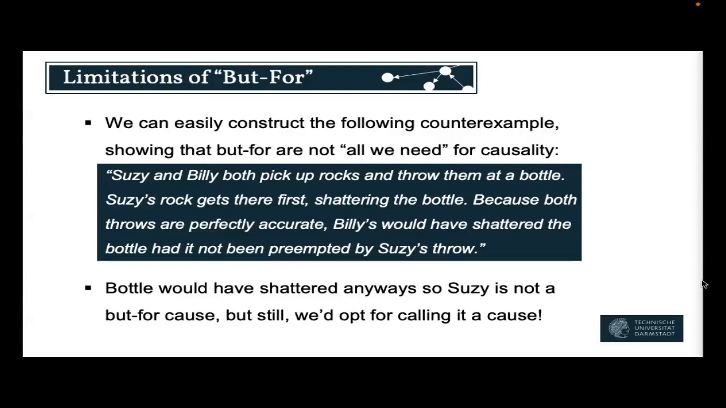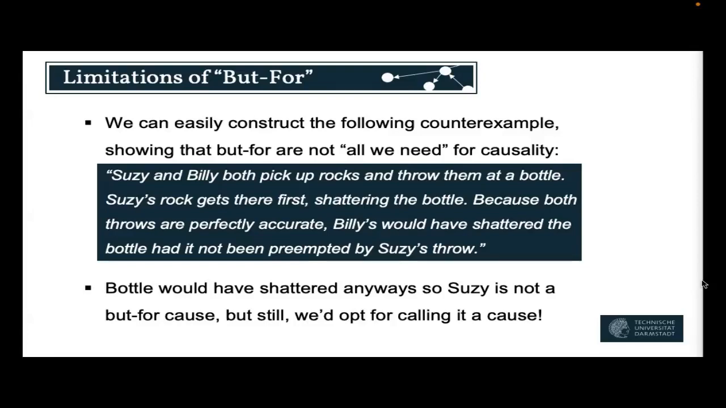Well, because we know both of them are very precise, right? They would have hit anyway. Billy's would have also shattered the bottle, had it not been for Susie being faster, right? And here we actually can already see that the but-for test would not work, right? Because the bottle would have shattered anyway. So Susie is not a but-for cause. It was not necessary for Susie to shatter the bottle, because again, Billy's would have done that anyway. Similar also to your example now, right? But we still want to call it a cause, right?